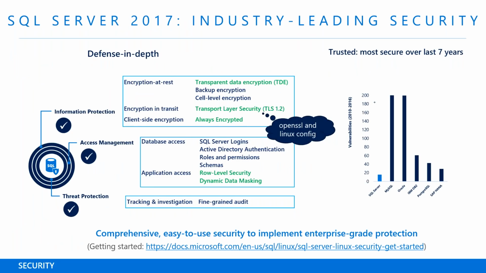Security, same way. So transparent data encryption, TLS encryption in transit, always encrypted, row-level security, dynamic data masking, auditing. All those features work on SQL Server on Linux. Now, for things like TLS, there's going to be some things that we have to do special to make it work in Linux, like we use OpenSSL, and there's some Linux configuration steps you have to go through to make that work. But again, the thinking is that security is really, really critical to you, so we want to make sure those security features run, from your perspective, unchanged, even though there might be some configuration things you have to do to make it work.